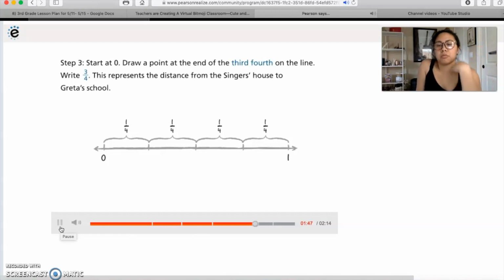Step 3. Start at 0. Draw a point at the end of the 3/4 on the line. Write 3/4. This represents the distance from the Singer's house to Greta's school.